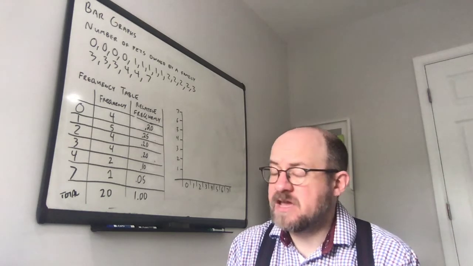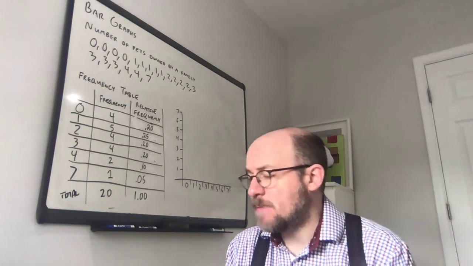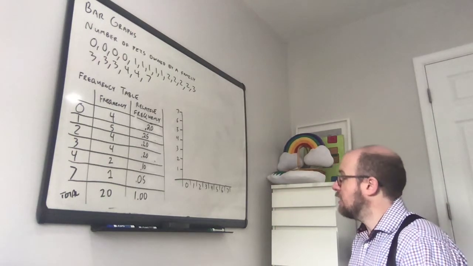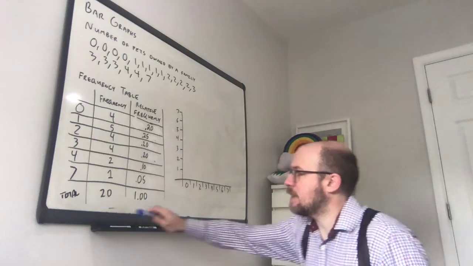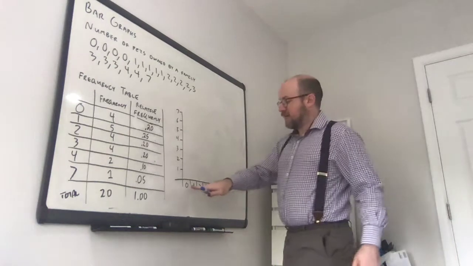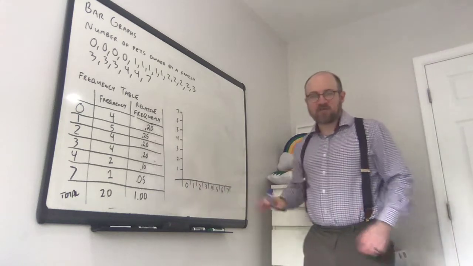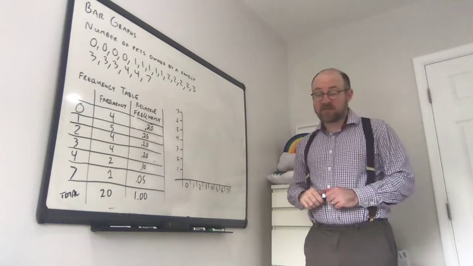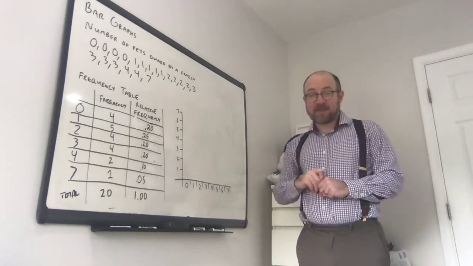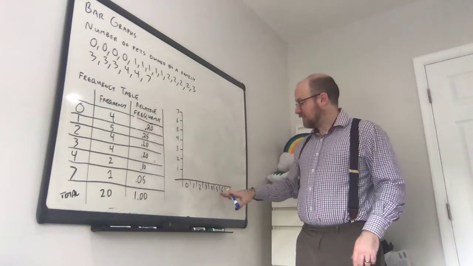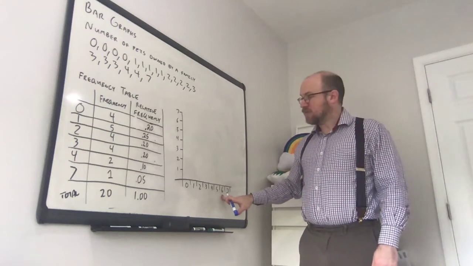Once we have it, we can create the bar graph. Okay, so over here on the right, I have my bar graph kind of already set up. You'll notice I've got spots for all the numbers from 0 to 7. If you remember when we talked about misleading graphs, I said it was important not to skip numbers. So we're going to put everything in, even 5 and 6, even though there are 0 in those spots.